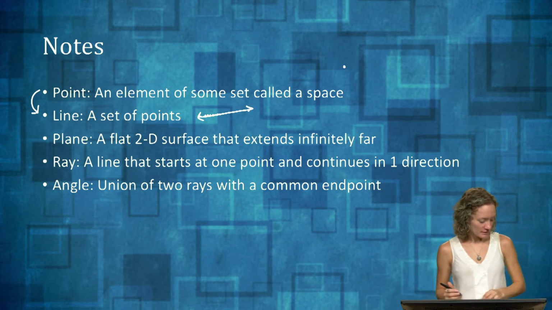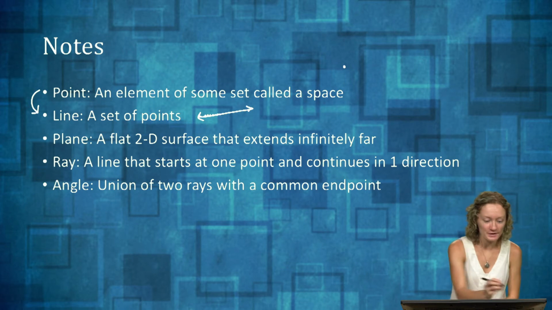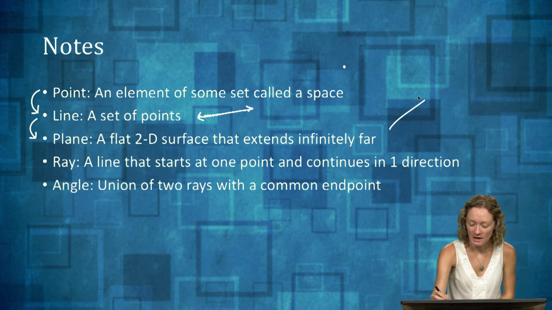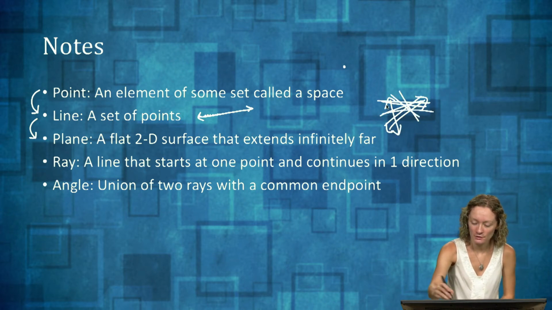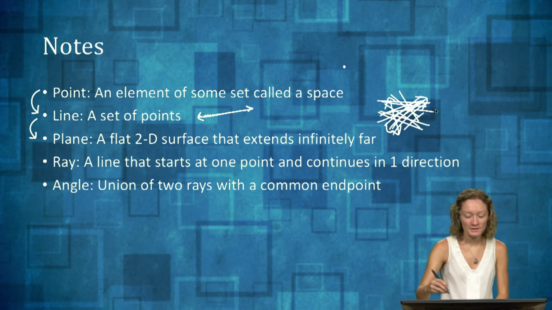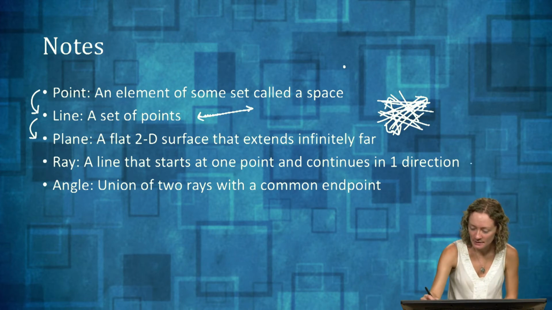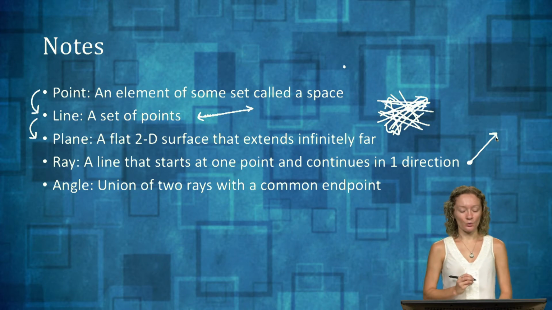And the truth is a bunch of lines make up a plane. So if you imagine we had, here's a line, and here's a line, and here's a line, over and over and over. It gets more and more dense the same way that the dots connect to make a line, giving you that flat two-dimensional surface. Our next definition, a ray. This is a line that starts at one point and continues in one direction. A little different than a line because it starts in one spot and goes on in only one direction.